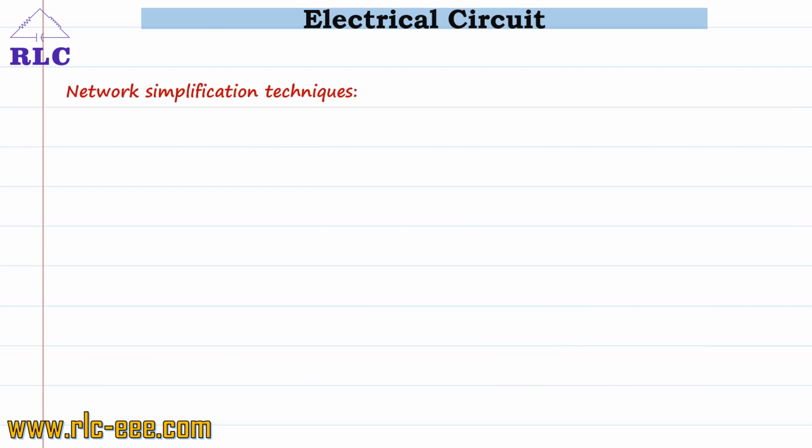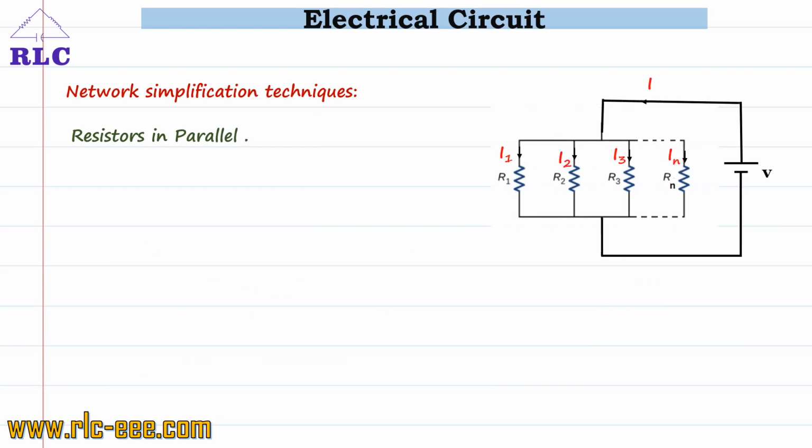Network simplification technique. Under this we have one more concept, resistors connected in parallel. Consider the circuit where R1, R2, R3 are connected in parallel across the supply voltage V, and the main current is I. The current flowing in R1 is I1, and similarly in R2 it is I2. So we can see that in a parallel circuit the current is not the same. The voltage across each element is constant, whereas the current is not the same.